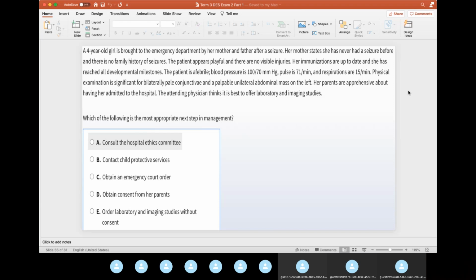Bilateral pale conjunctiva. What are we thinking? Bilateral pale conjunctiva. And the choroidal veins are exposed. I talked to you about this in term one. The choroidal veins are exposed. And the palpable unilateral abdominal mass on the left. Her parents are apprehensive about having her admitted to the hospital. What are we thinking?